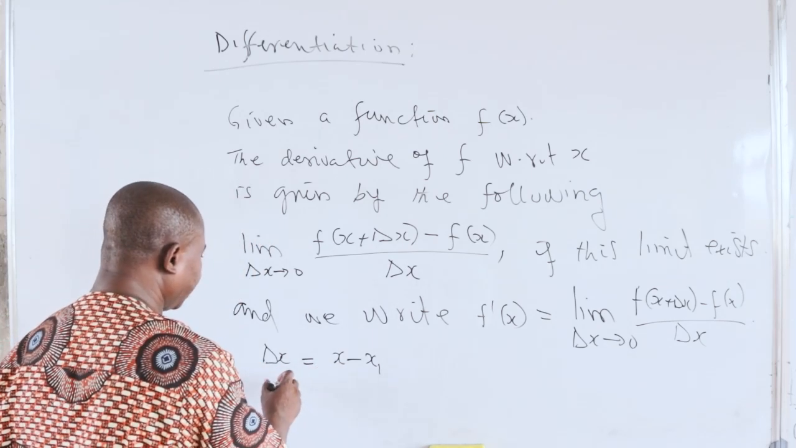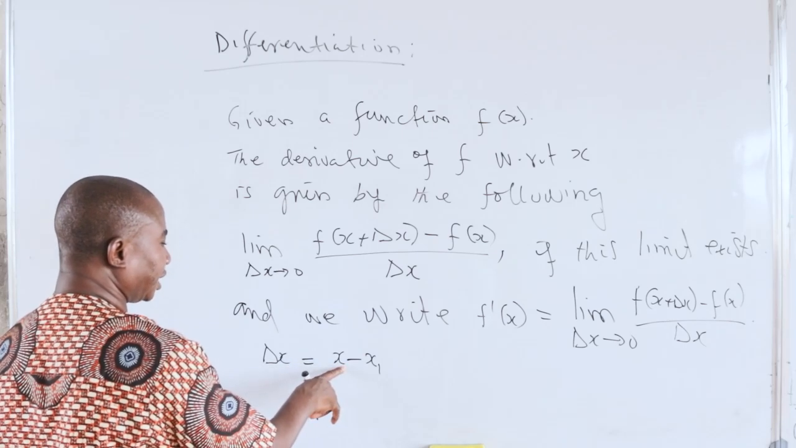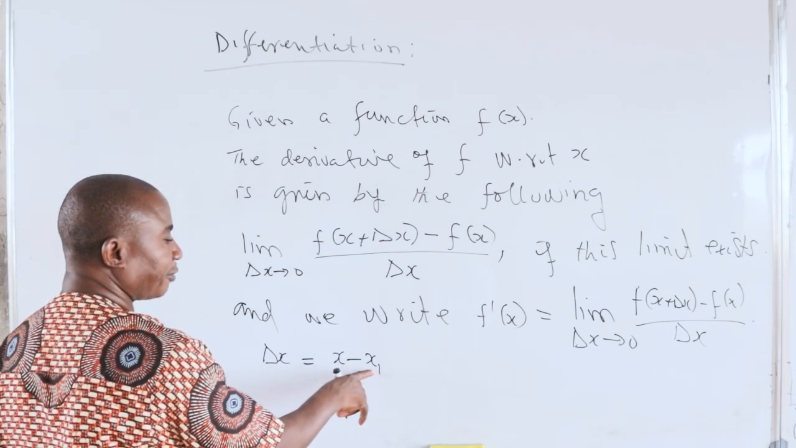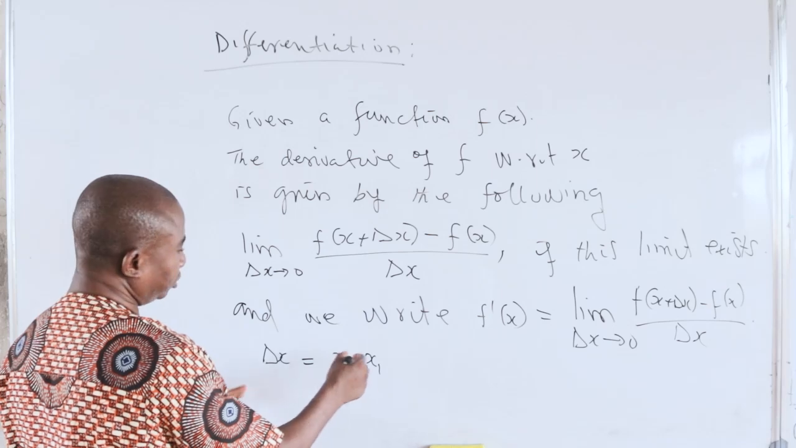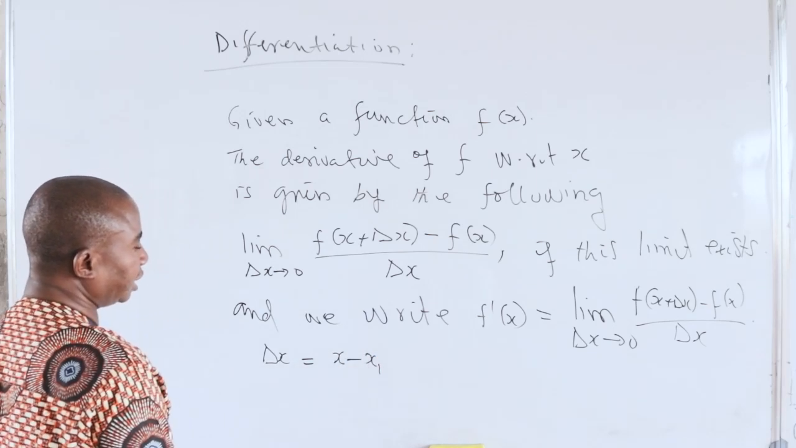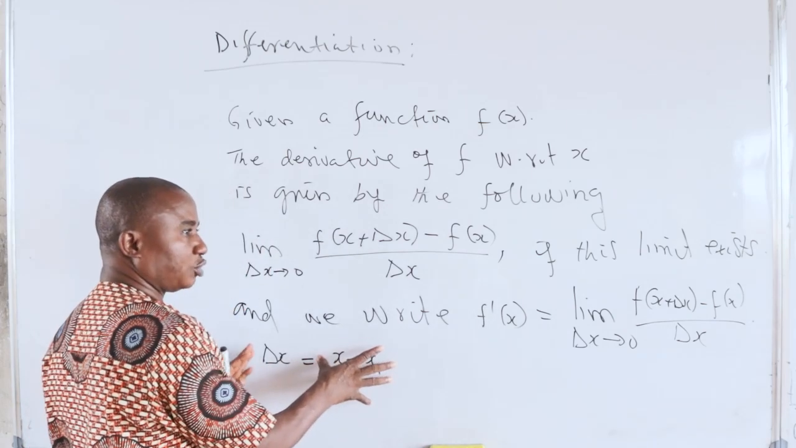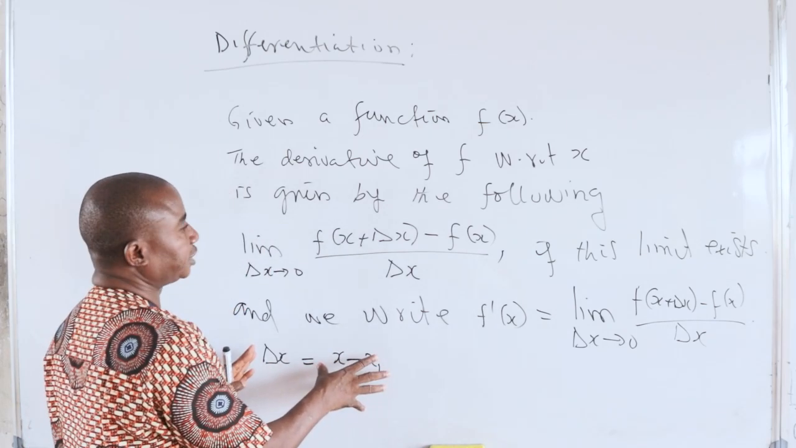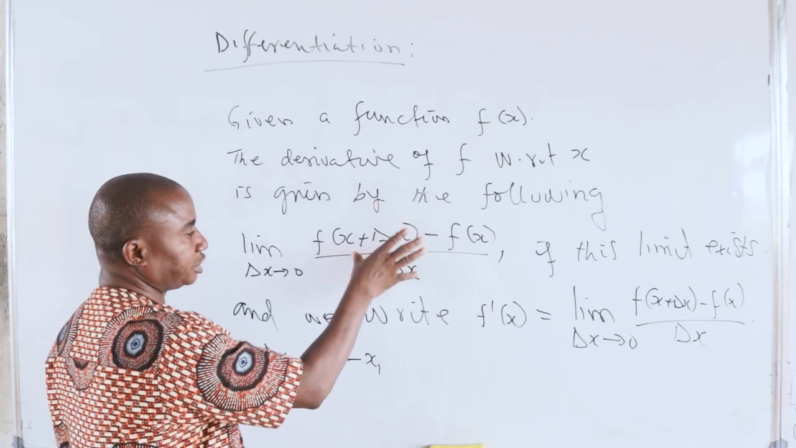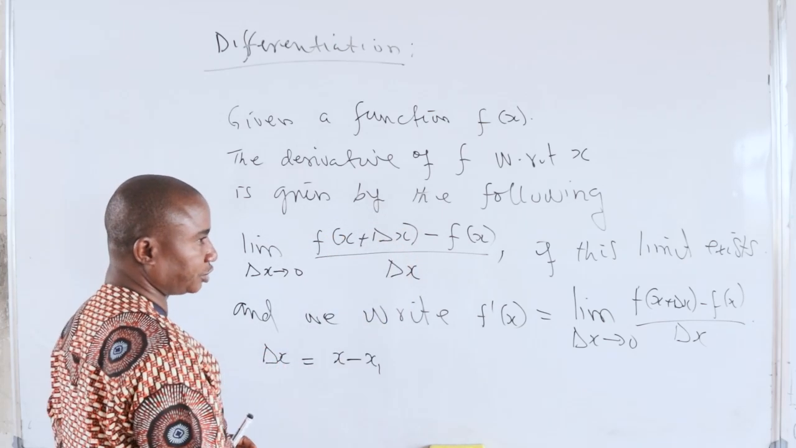So you observe that if change in x tends to 0, it means that x is approximately equal to x1. But that is not really of interest now. Just have in mind what I mean by change in x. So as this happens, then compute the limit. If the limit exists, then that is true.